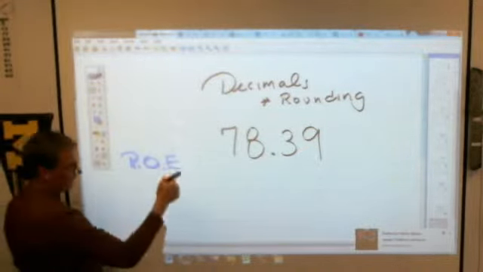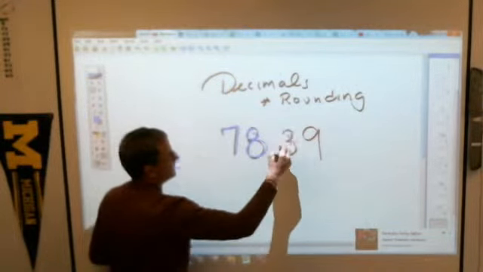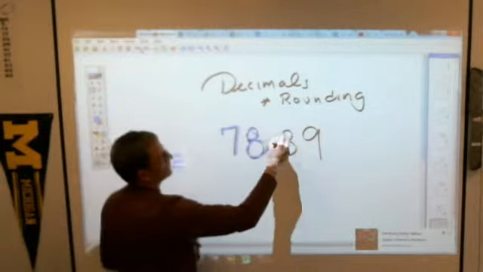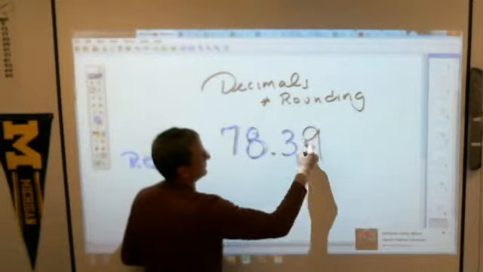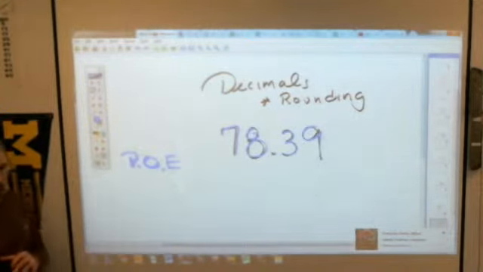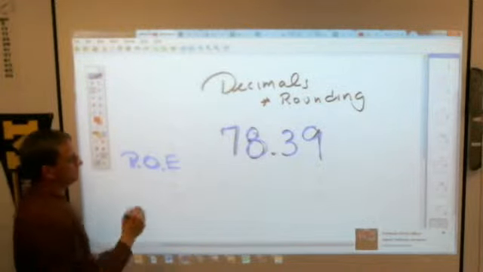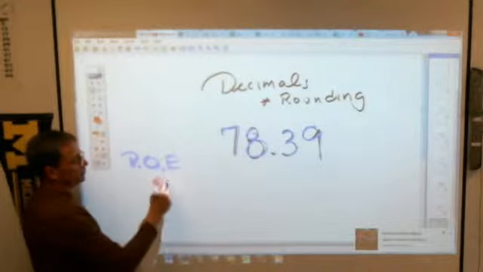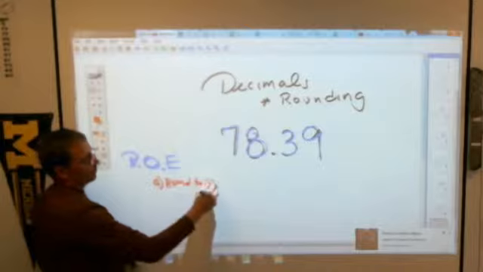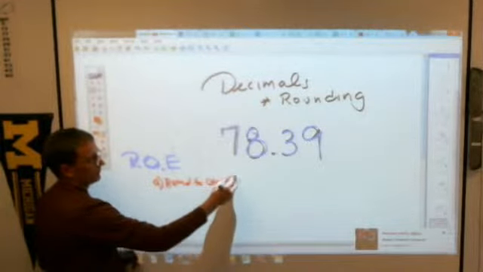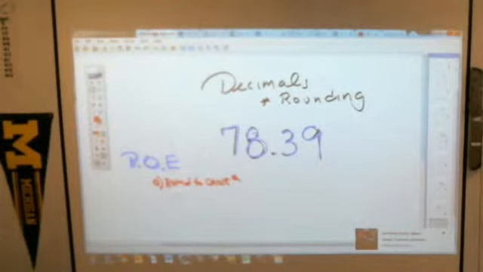If I gave you this lovely number here, 78.39, or 78 and 39 what? Hundredths, thank you very much. It's not quite thousands yet, two decimal places. And I asked you, number one, letter A, if I asked you to round to the whole number, what would my answer be? What is that rounded to the nearest whole number?